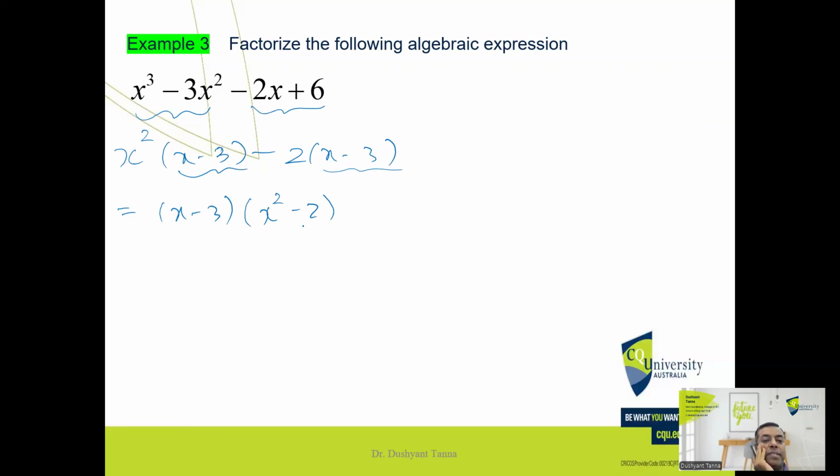We realized that x squared is a common factor in the first two terms. We took it out, have a bracket x minus 3 and minus 2 common and x minus 3. The bracket has to be common, x minus 3. We took it out and remains in x squared minus 2.